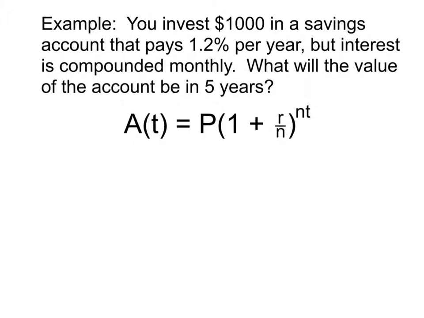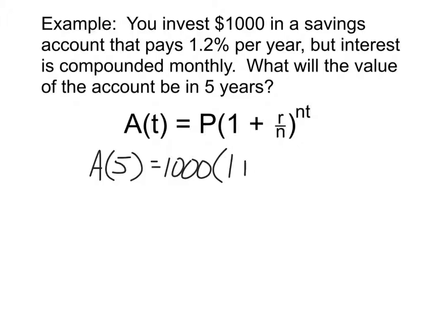Now it's just a matter of how do I put all the pieces together in order to be able to use it. Well, a lot of it's very familiar, of course. So A of t, that's our final amount. We don't know that. That's what we're going to be trying to find. So it's going to be A of, do I know what t is in this problem? Yes, we're looking to see what happens after 5 years. So I plug the 5 in there. Equals P, that's our principal. We know that is 1,000.